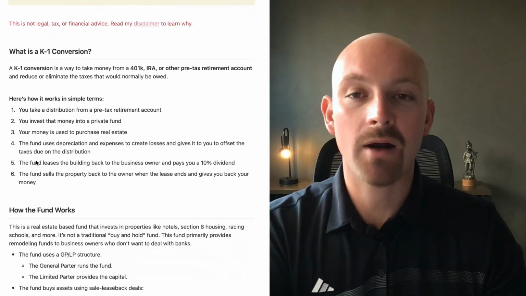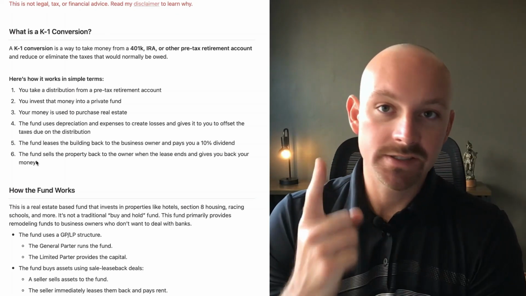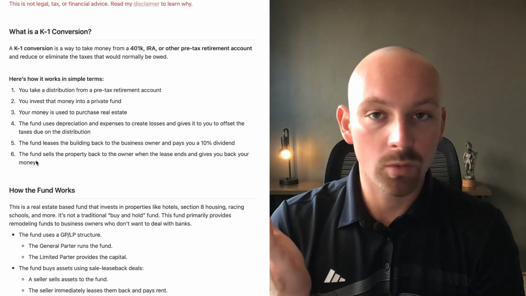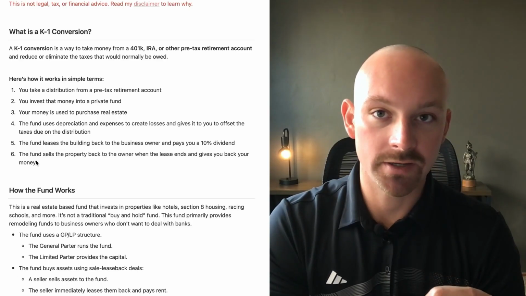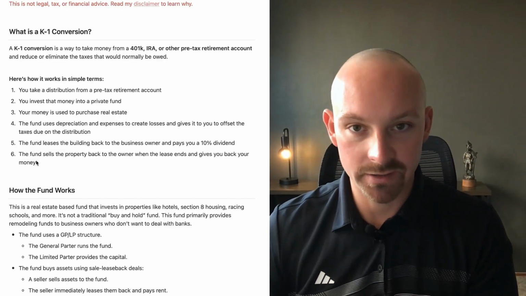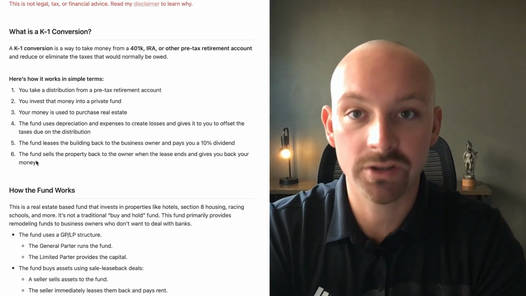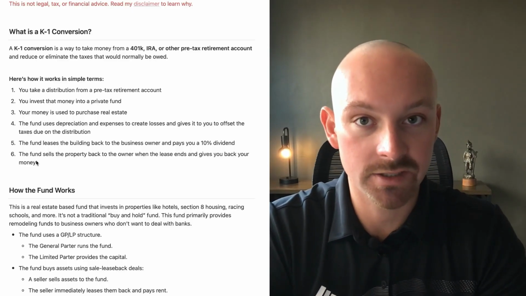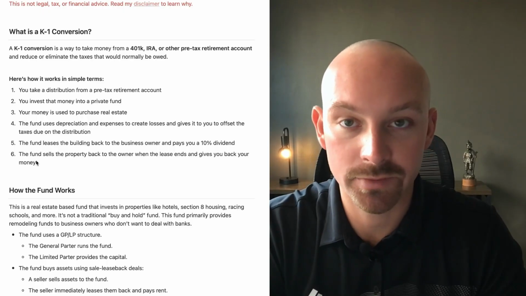All right, but how does it work in just simple terms? Let's break it down and walk through it. Step one, you're going to take a distribution from a pre-tax retirement account, a 401k, for example. Step two, you invest the money into the private fund. Now, the fund is going to take your money and go out and buy real estate. When they buy the real estate, they're going to depreciate it. There are expenses that go with that, and they're going to create losses, and they're going to give those losses to you that offset the taxes due on the distribution.